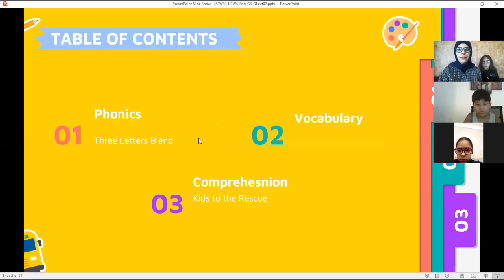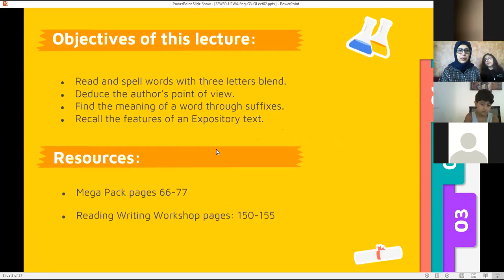It's about how to save turtles. We have first the phonics. It's about the three letters blend. It's when we have three letters. And good morning, teacher. Good morning. And we have a group of vocab words plus the comprehension, which is the lesson Kids to the Rescue. So these are the objectives of the lecture.